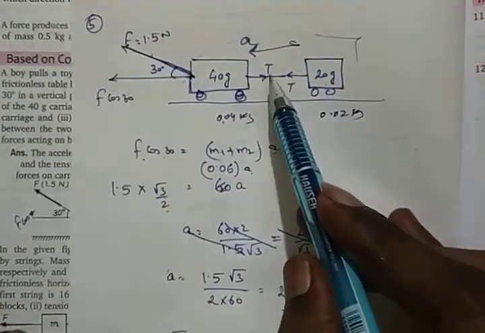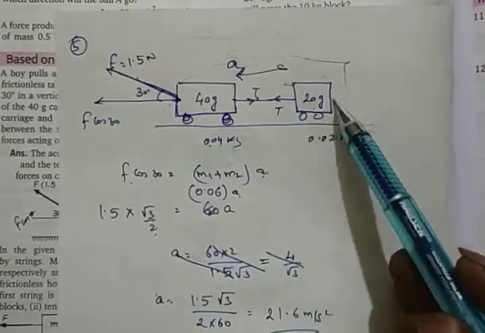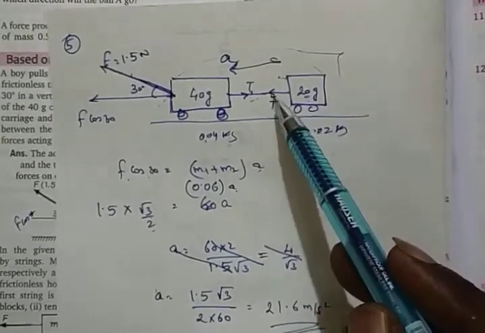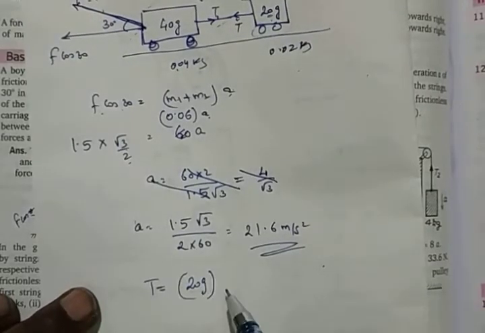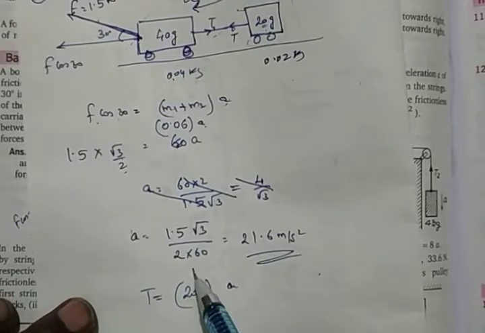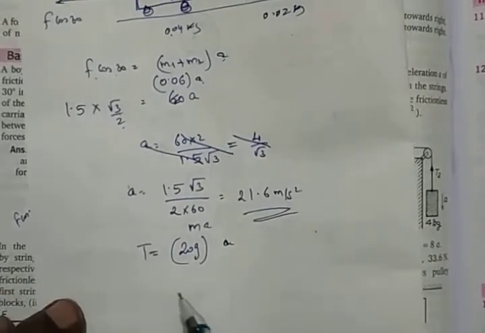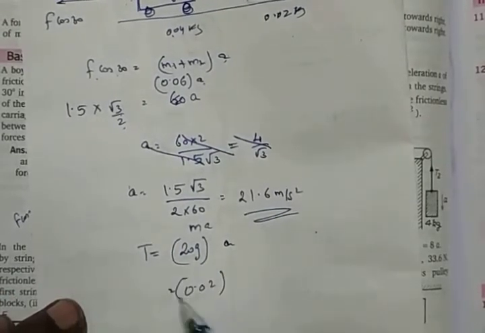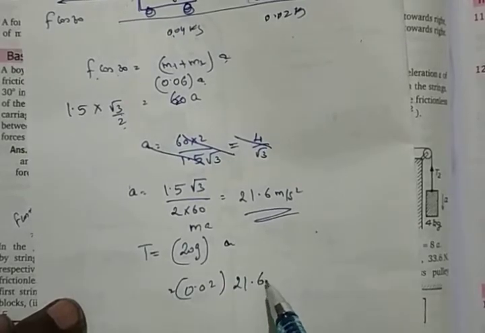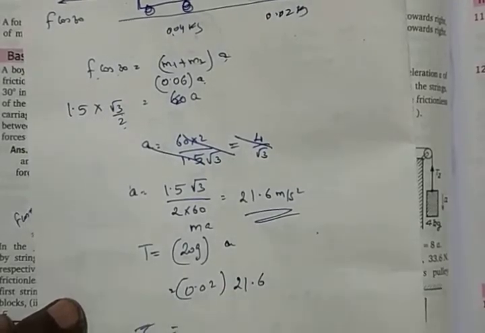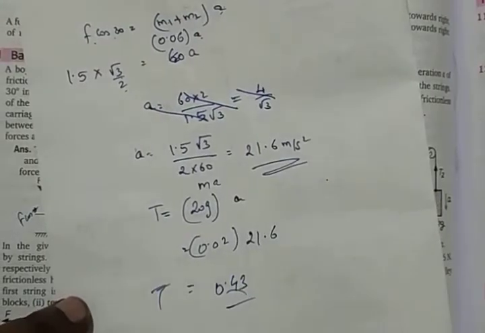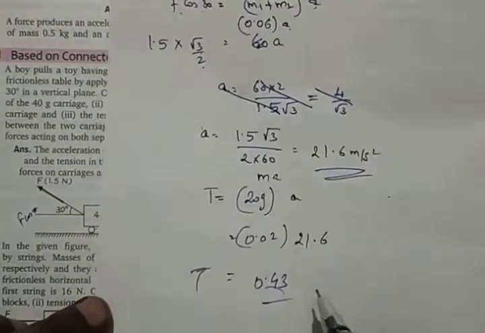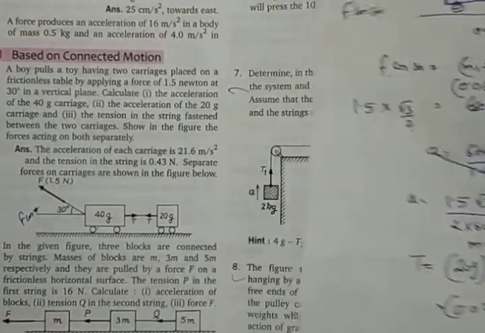Now you are asked to find the tension here. Tension is very simple. Only this mass is moving because of this tension. So it's going to be 20 grams into acceleration, that is m into a. So 0.02 into the acceleration, 21.6, multiply and you will get the tension here. That's already given here as 0.43. You will get 0.43 newtons. Going to the next question.